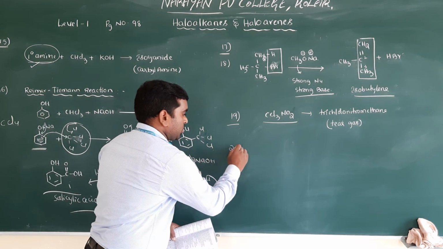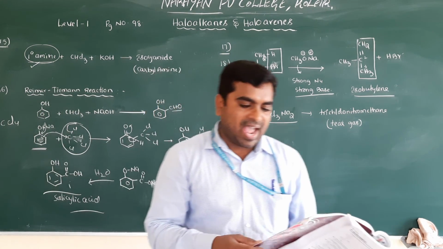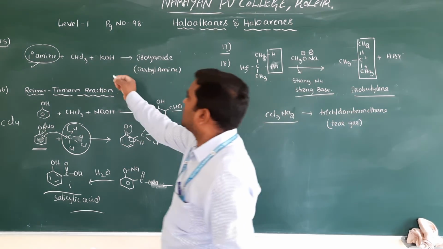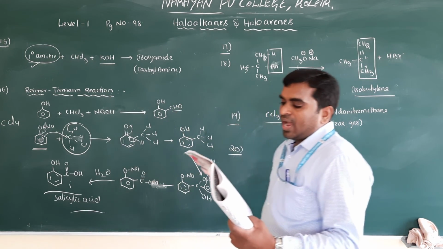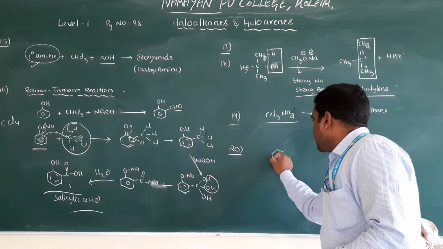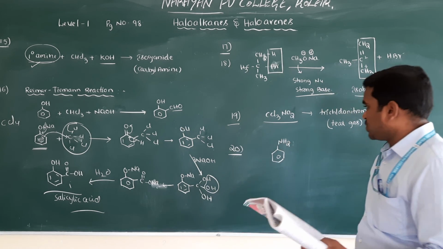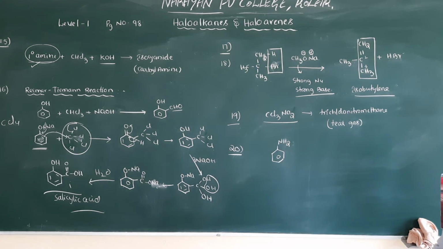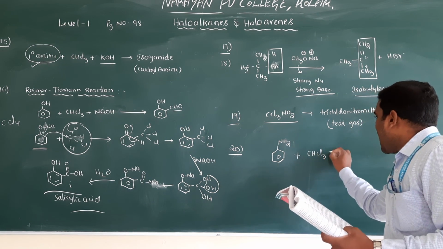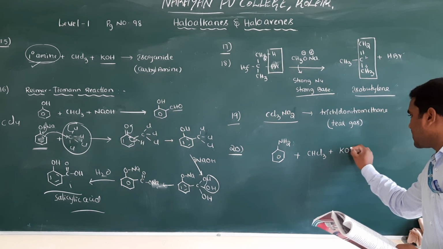Next one. Coming to question number 20. The bad smelling substance formed by the action of alcoholic caustic potash, that is KOH, on chloroform and aniline is. So what they are asking here, aniline. You know the formula of aniline? NH2 on the benzene ring, that compound we call aniline. Aniline is treated with chloroform, and alcoholic caustic potash, that is KOH.